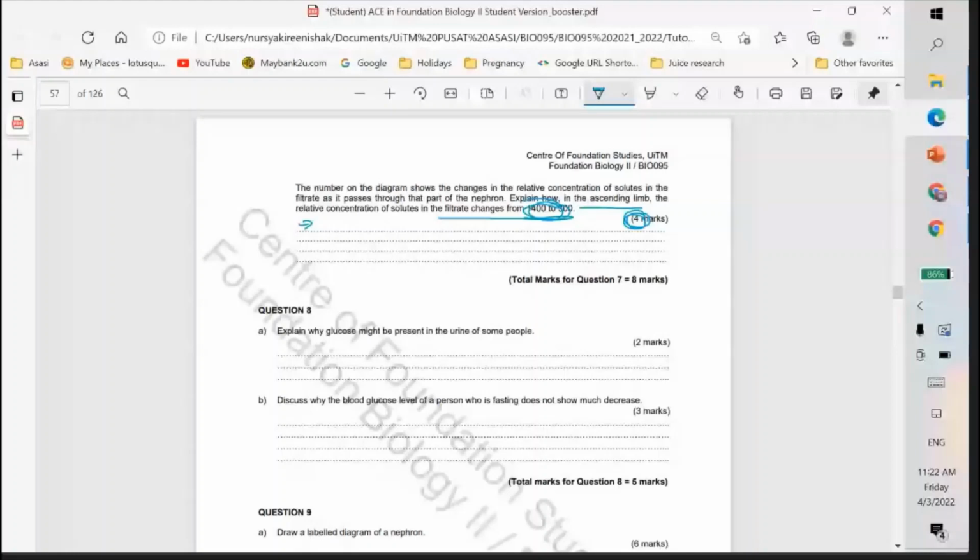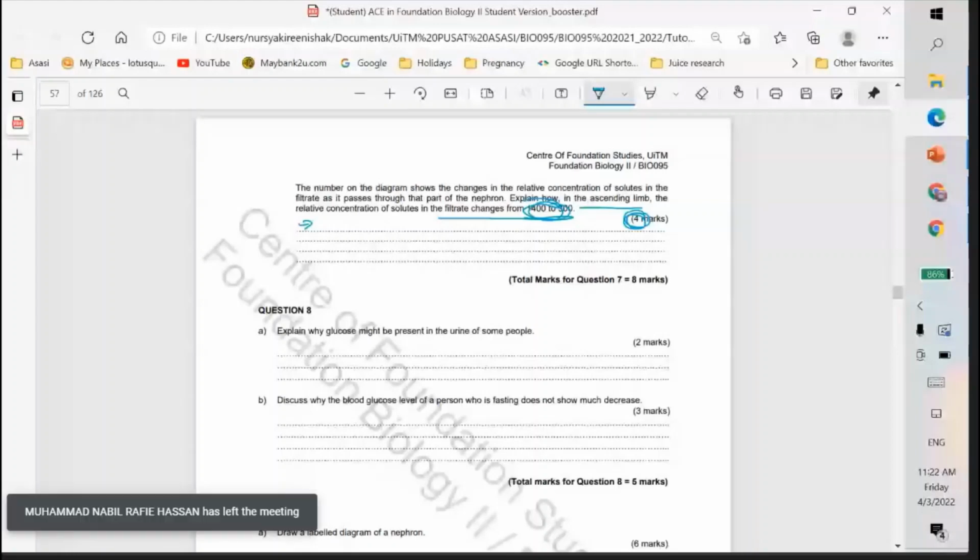For question number 8, the question is: explain why glucose might be present in the urine of some people. My answer is glucose might not be reabsorbed in the proximal convoluted tubule. I'm not sure.